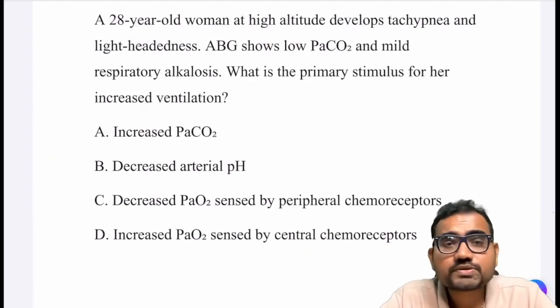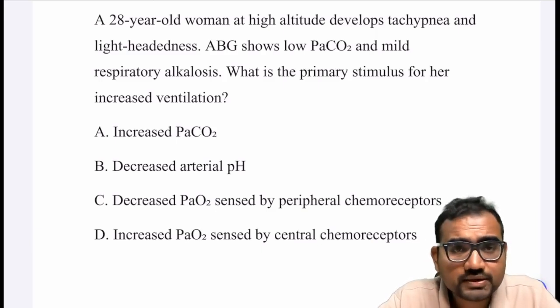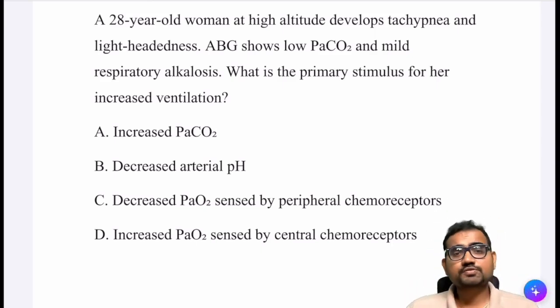So moving on to the next question: a 28-year-old woman at high altitude develops tachypnea and lightheadedness, and ABG shows low partial pressure of carbon dioxide and mild respiratory alkalosis. So what is the primary stimulus for increased ventilation?